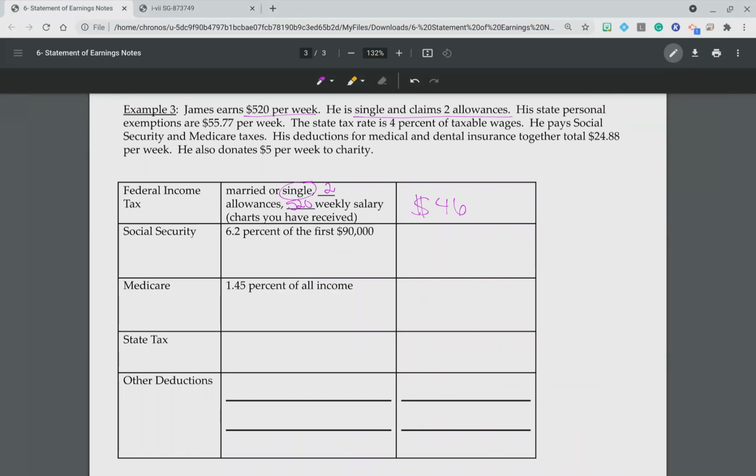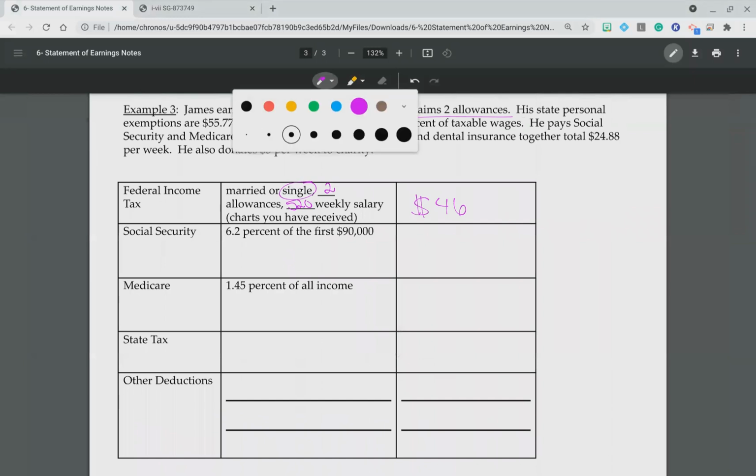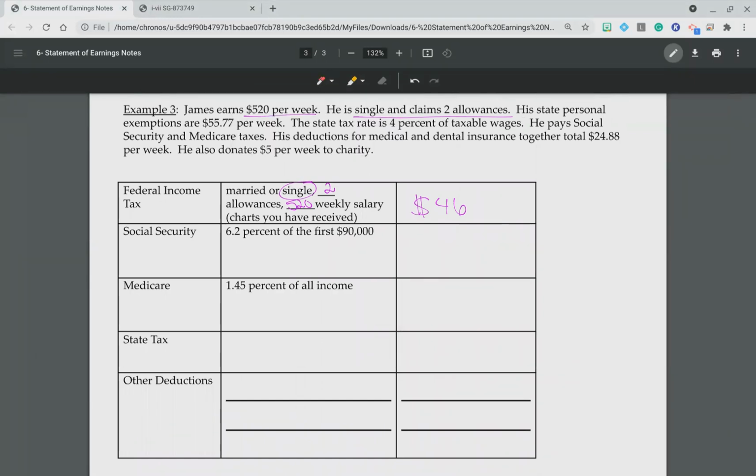Okay, next I want you to now find what's being deducted in Social Security. And remember, first you have to check that he's not making over $90,000 a year, and then multiply it by your percentage. So when you checked if he made over $90,000, you'll realize that he didn't. He only makes $27,040. So then I take the $520 he makes per week, multiply it by 0.062, and you should have had $32.24.